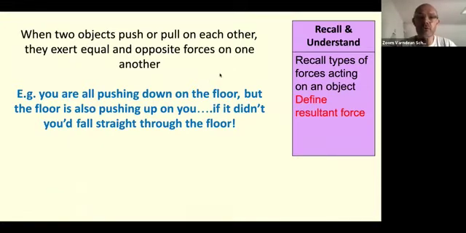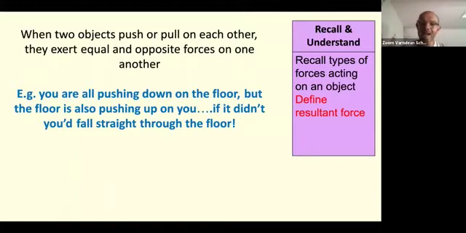When two objects push or pull on each other, they exert equal and opposite forces. So, like I said, you're sitting on your chair now, I hope. Or maybe you're sitting on the floor, maybe on a sofa, but whatever you're sitting on or standing on is holding you up.